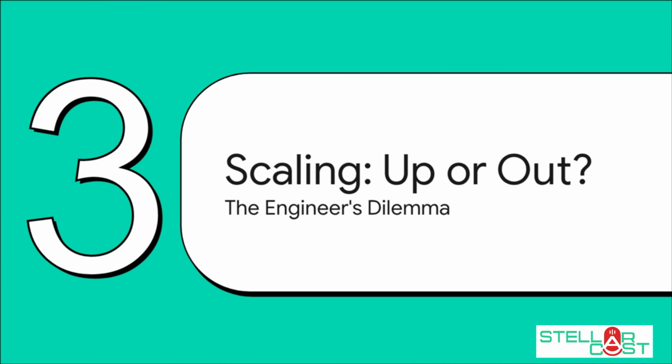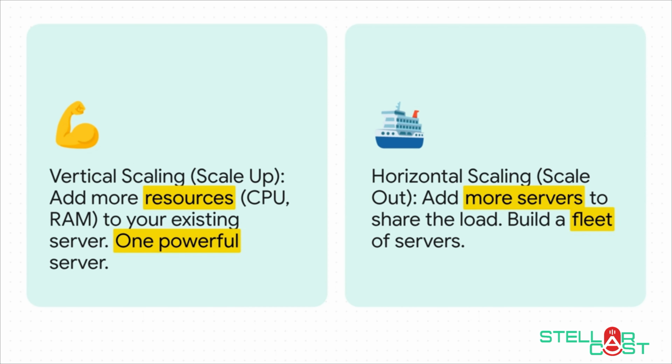Great, so our database is now on its own dedicated server. But what about our application servers? As traffic keeps growing, we're going to face the next classic engineer's dilemma. How do we give them more power? This leaves us with two very different paths. We can go with vertical scaling or scaling up. That's where we take our existing server and just make it a super-powered heavyweight champion. Or we can do horizontal scaling, scaling out, where we build an army of smaller servers that all work together.